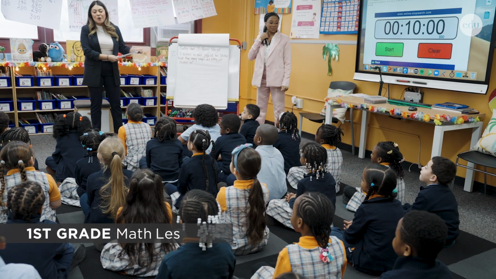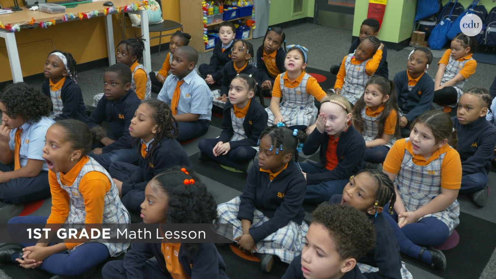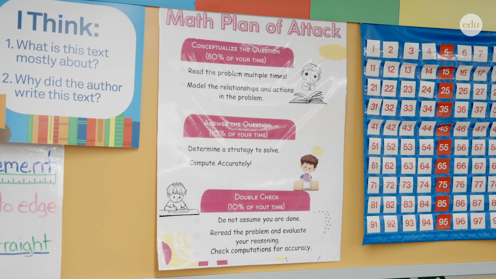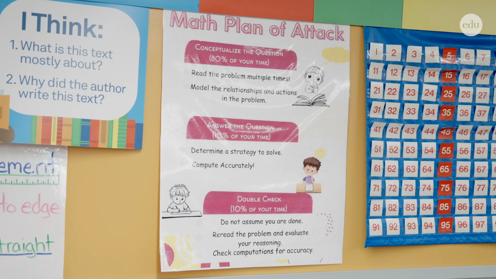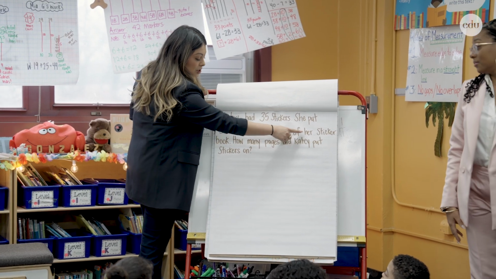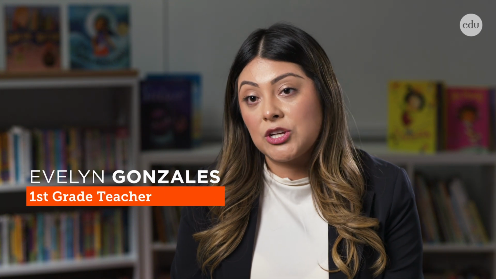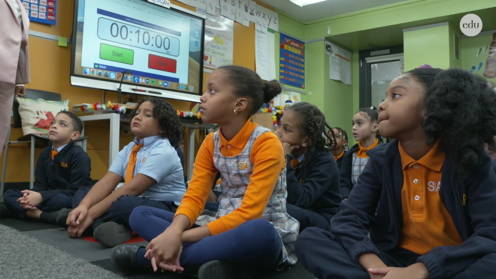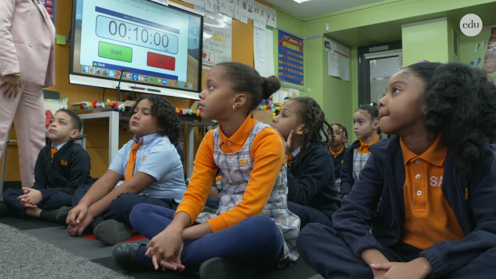It is time for number stories. The plan of attack in math for first grade is similar to the plan of attack in every grade here at our school. We follow the 80-20 rule, which is 80% of the time they are conceptualizing the question, 20% of the time they're answering the question and double checking. How many pages did Katie put stickers on?